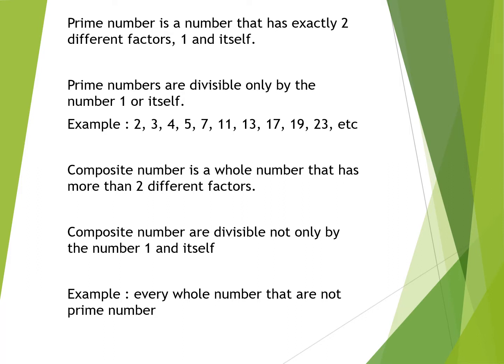For example, 2, 3, 5, 7, 11. Those are the first few prime numbers. We can see that 2 can only be divided by 1 and 2. 3 also can only be divided by 1 and 3. And so 7 can only be divided by 1 and 7.